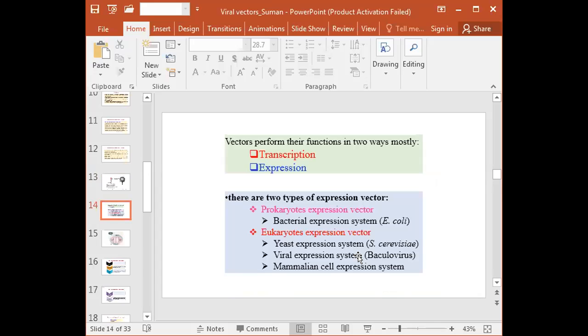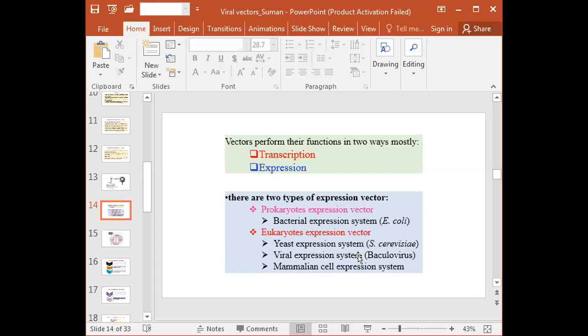Now I'm coming to the functions of expression vectors. There are two functions that can be accomplished by a vector, the transcription process and the expression process. First they will transcribe mRNA, then the mRNA will take part in translation and expression, synthesizing proteins of our interest. There are two types of expression vectors: one is the prokaryotic one, and the other is the eukaryotic one.